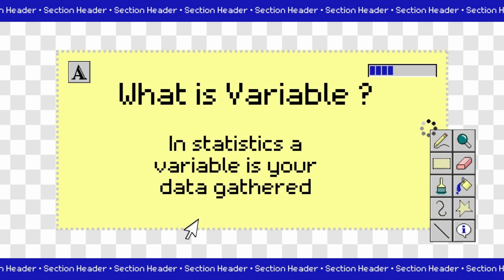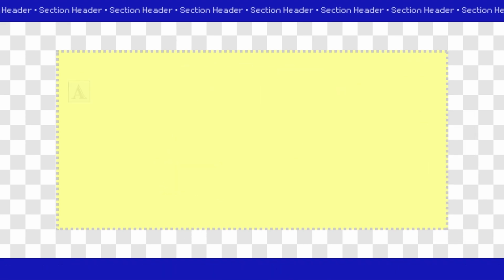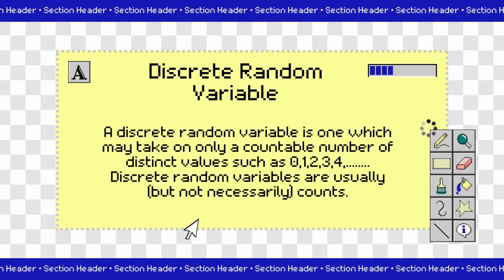Now, let us know what is variable. So, variable has different meaning in mathematics, but in statistics, a variable is defined as your data gathered. So now that we have learned what is discrete, what is random, and what is variable, let us now move on to knowing what discrete random variable is.